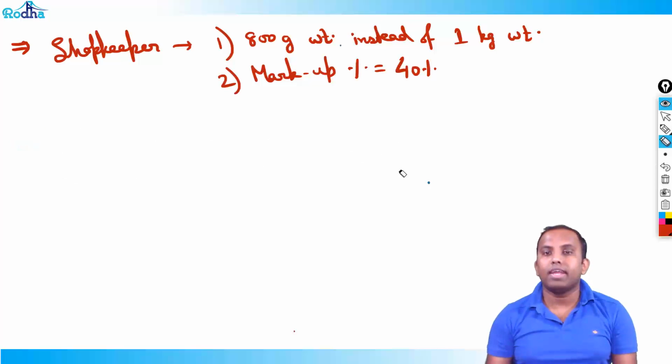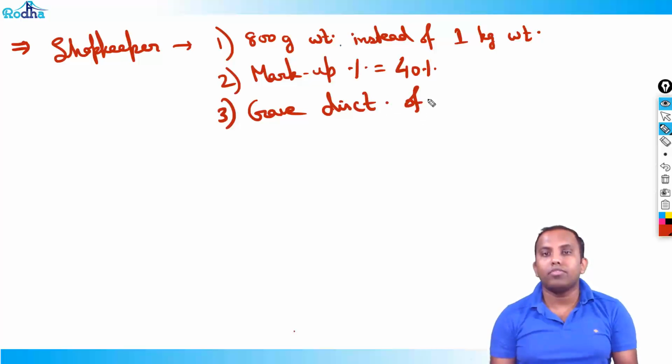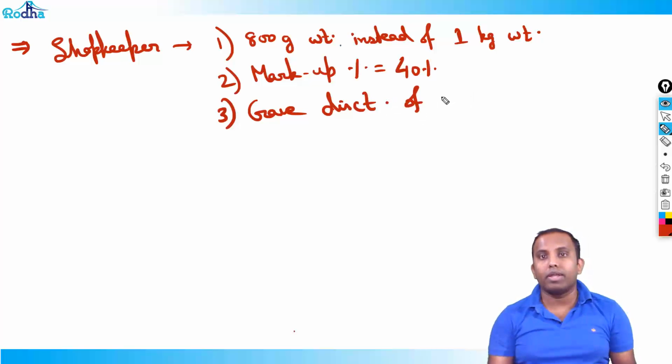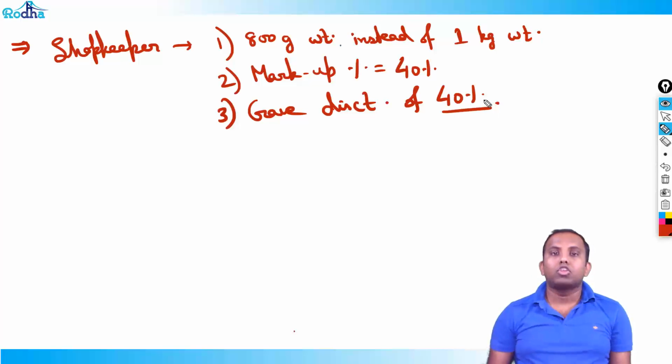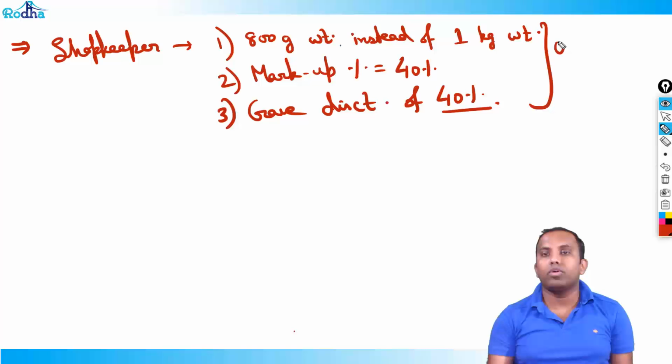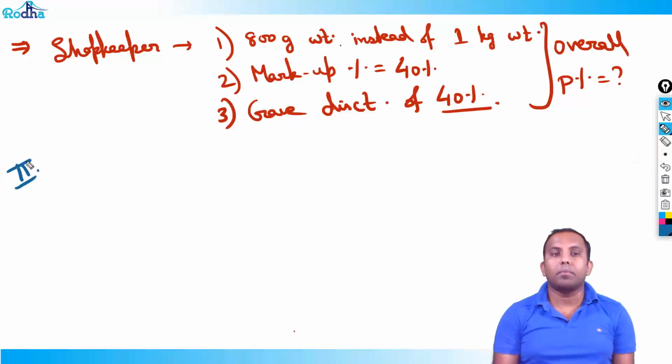So in the second method, see what I directly will solve. One more point I'll add here. The third point is that he gave a discount. Let's say he gave a 20% discount. Not 20%, take any number, let's say 40% discount. It's okay. He gave a discount of 40%. So what is his overall profit percentage in this case? Directly we'll use method 2 here.